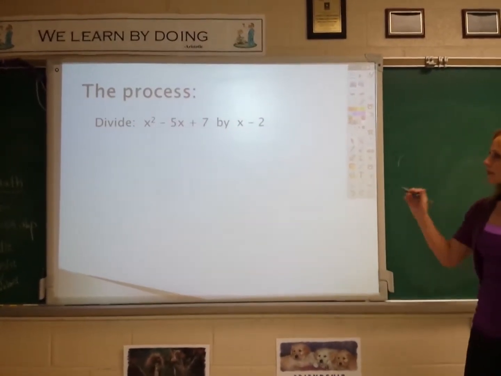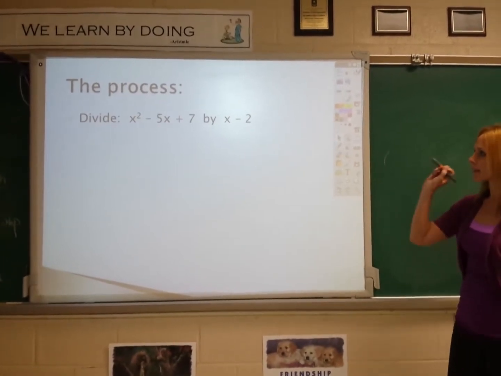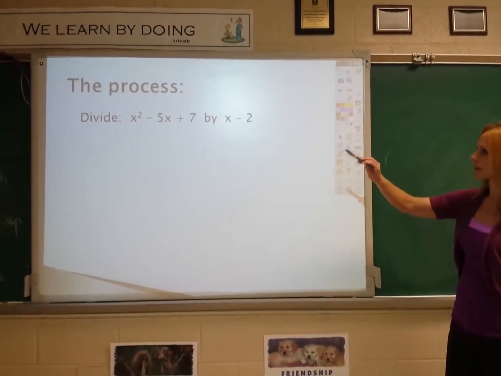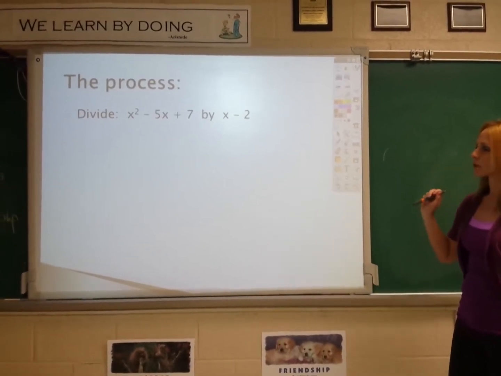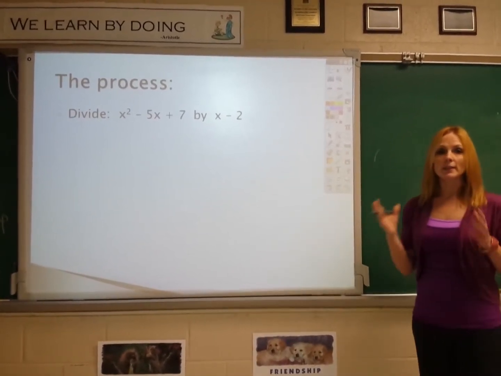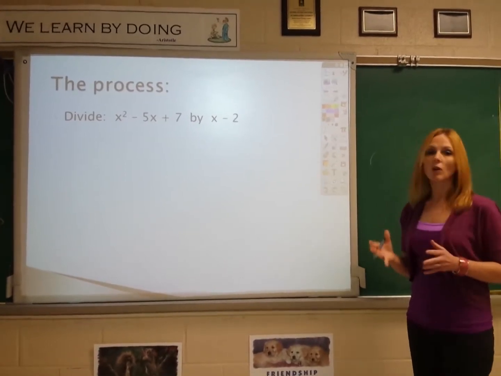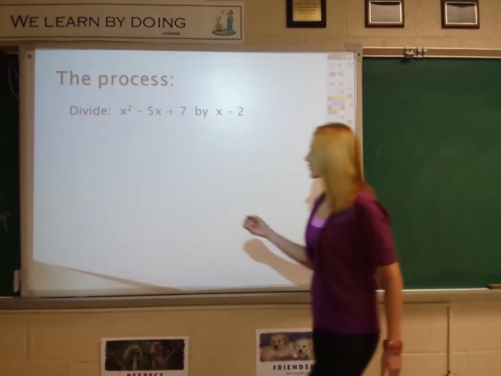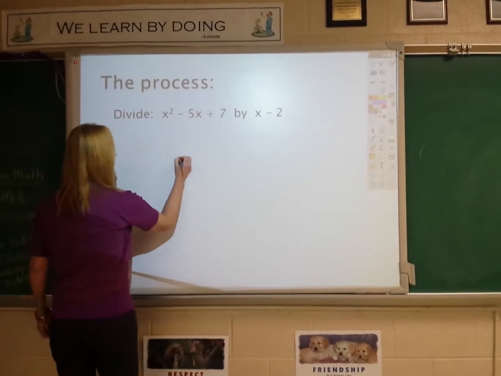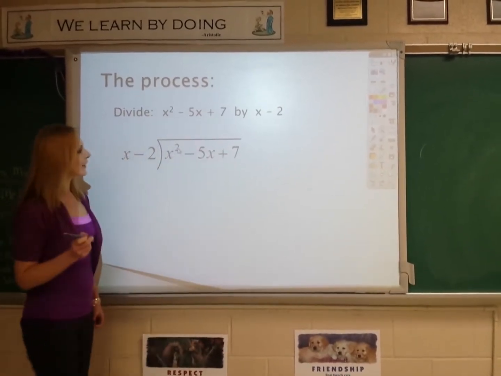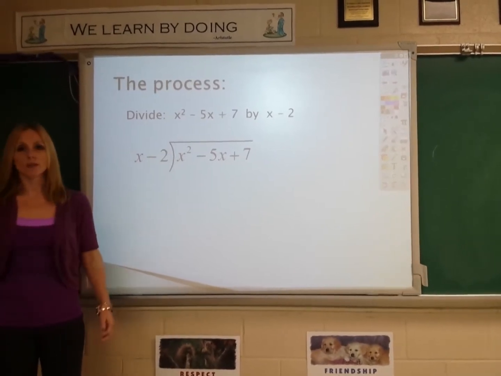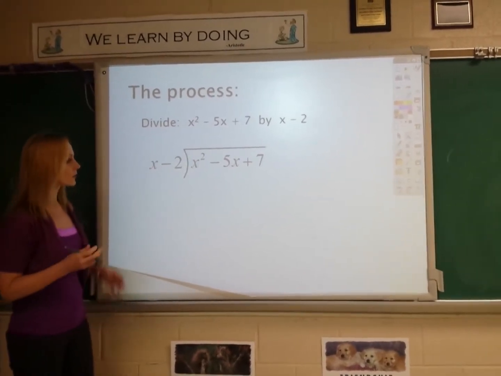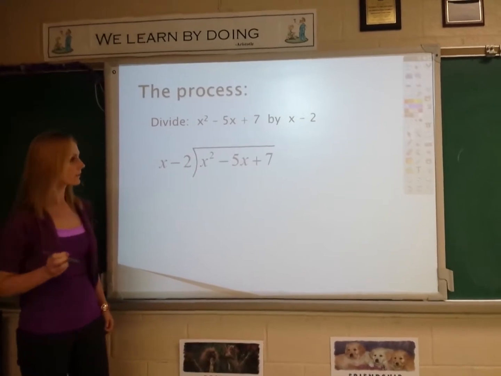Okay? So here's our first example, and we have a nice quadratic function, x squared minus 5x plus 7, divided by x minus 2. So what we want to do is set this up into a typical long division problem, and you're going to set up x squared minus 5x plus 7 as your dividend and x minus 2 as your divisor, like a traditional long division problem.